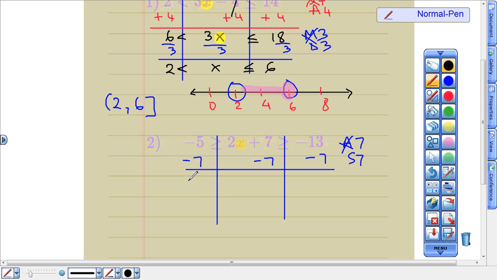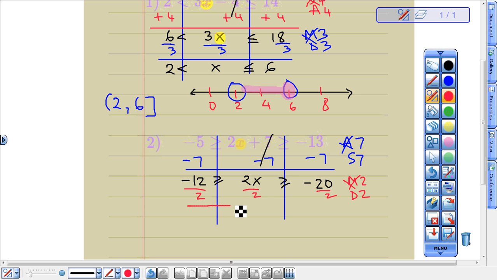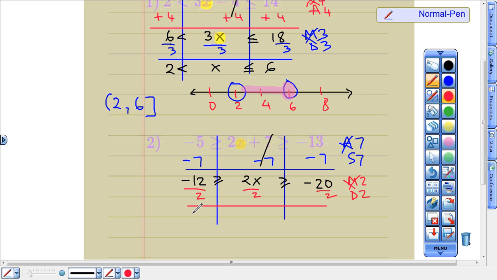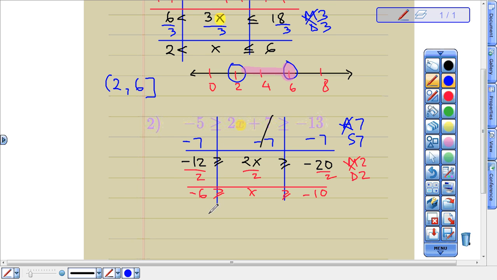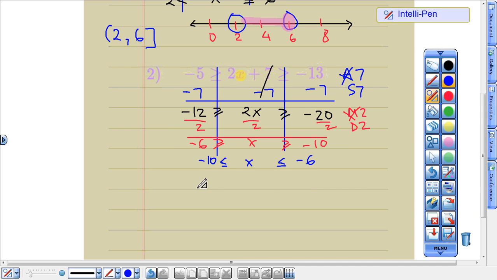Our new inequality is going to be -12 is greater than or equal to 2x, and then this is also greater than or equal to -20. The last operation we have to undo is multiplication, multiply by 2, inverse operation, divide by 2. We divide by 2 on all three sides, and we're going to have our new values: -6 is greater than or equal to x is greater than or equal to -10. Or if we read this backwards, we would have -10 is less than or equal to x is less than or equal to -6. And that should be a little bit better for graphing.